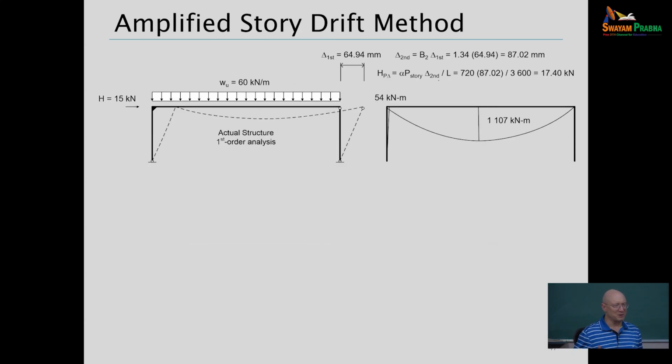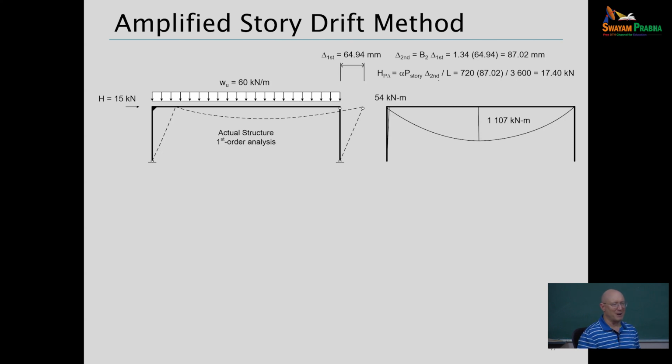Third method actually is a method that works pretty well, and I call it the amplified story drift method. But if you're familiar with the literature, there's a lot of literature out there that refers to different ways historically of doing what we call a P large delta analysis on a frame.